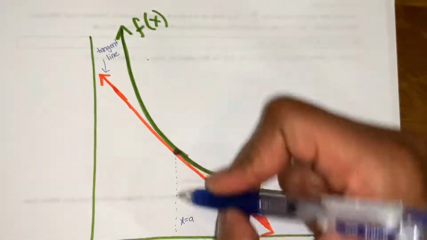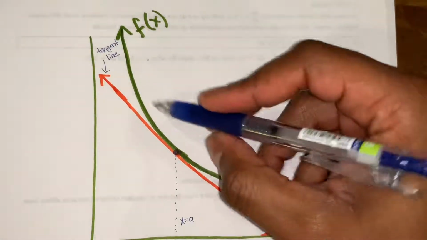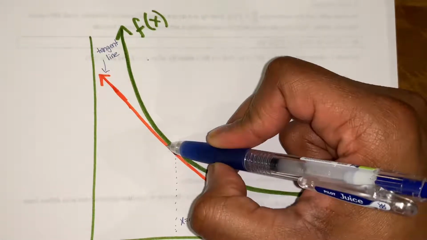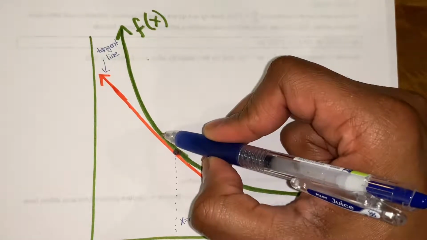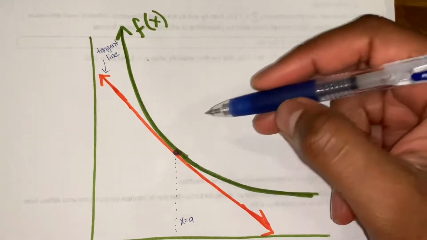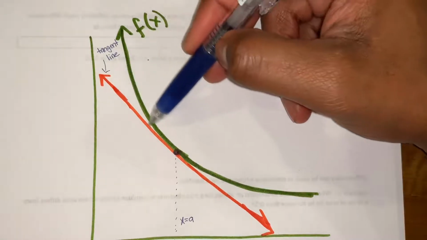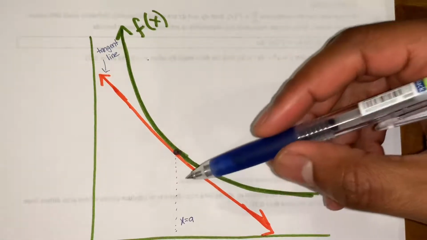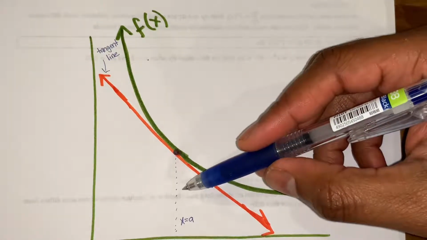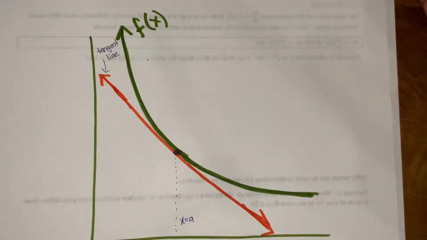If we look at the red line, we'll call this value x equals a. All of the y values close to a are almost identical to what's on the green curve. So a tangent line centered at x equals a is a really good way to approximate y values if we have a pretty difficult model.